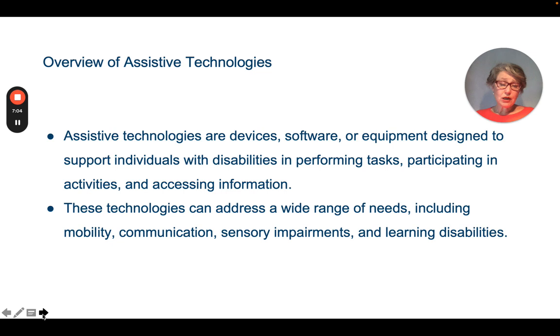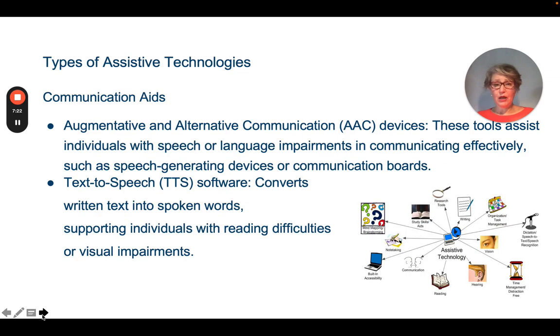Assistive technologies are overall devices, software, and equipment designed to support individuals with disabilities in performing tasks, participating in activities, and accessing information, and can address a wide range of needs, including mobility, communication, sensory impairment, and learning disabilities. Some of them are communicative aids, augmentative and alternative communication devices. These tools assist individuals with speech or language impairments in communicating effectively, such as speech-generating devices or communication boards.